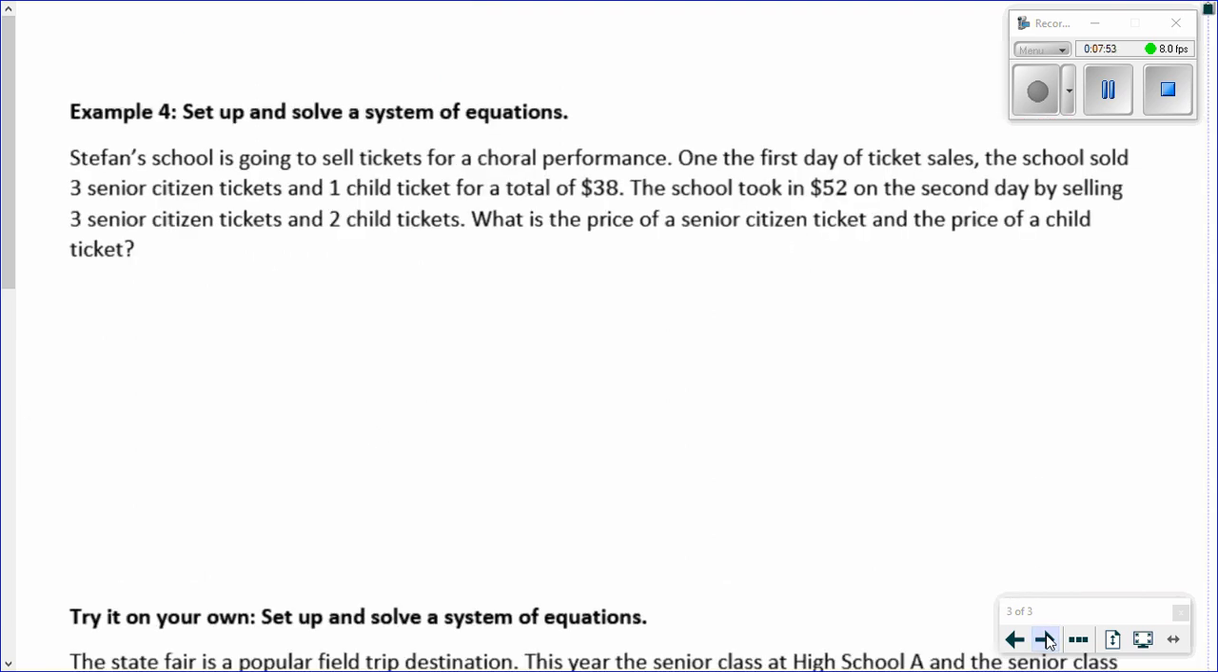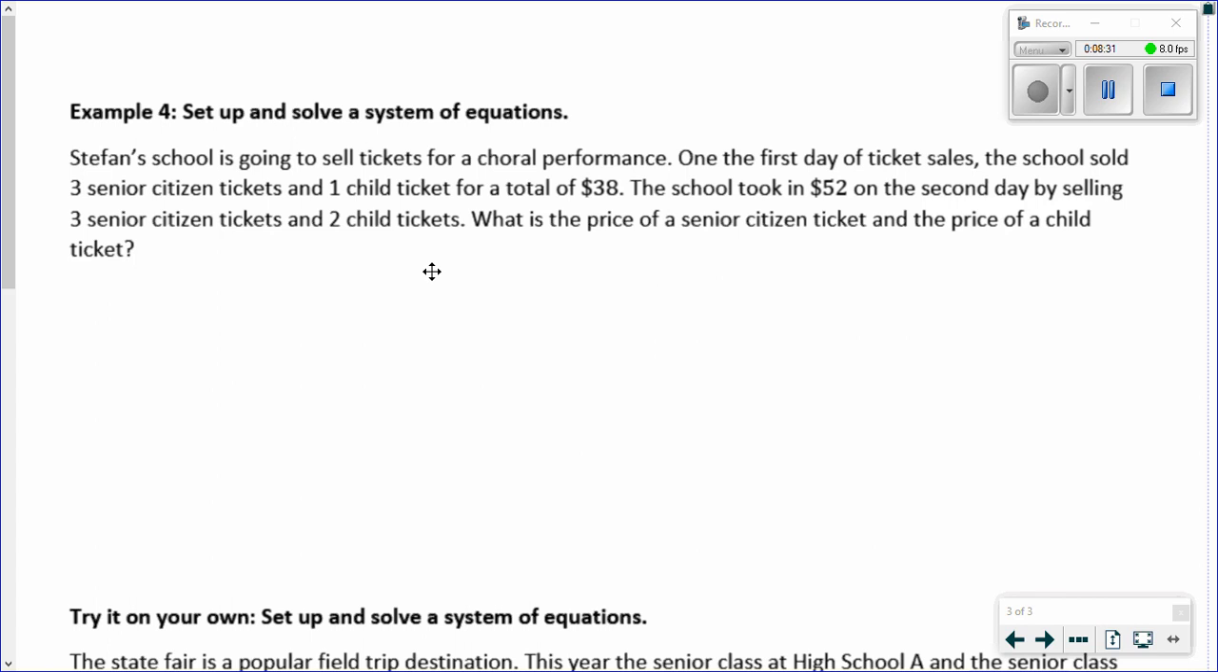The last example is using substitution to solve a real-world problem. So when this happens, you need to set up your system of equations, and then once you have it set up, you can solve it by substitution. So Steph in school is going to sell tickets for a choral performance. On the first day of ticket sales, the school sold 3 senior tickets and 1 child ticket for a total of $38. The school took in $52 on the second day by selling 3 senior tickets plus 2 children's tickets. What is the price of the senior ticket and the price of the child ticket?